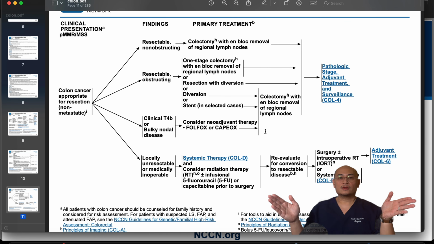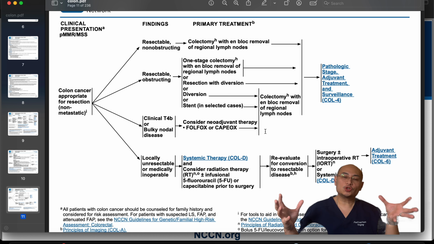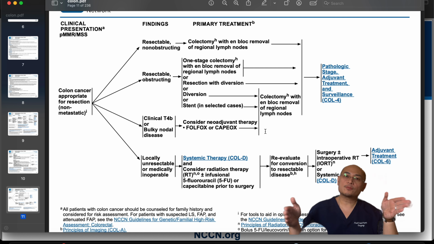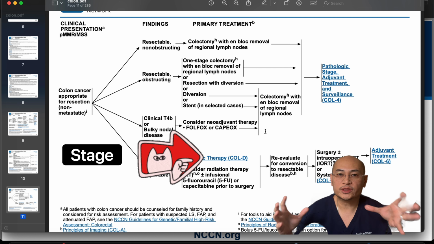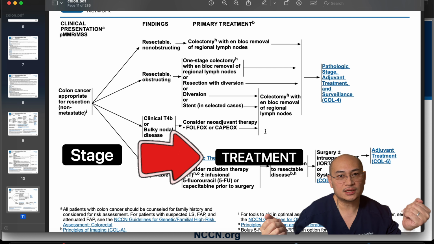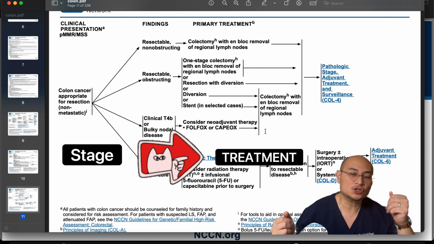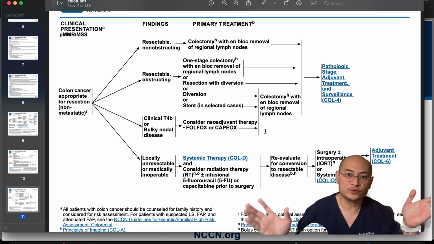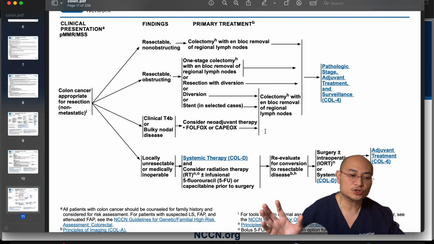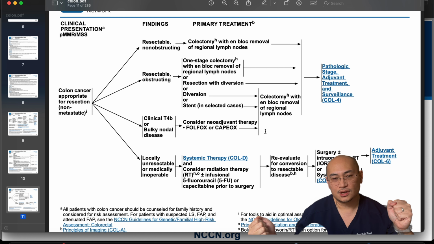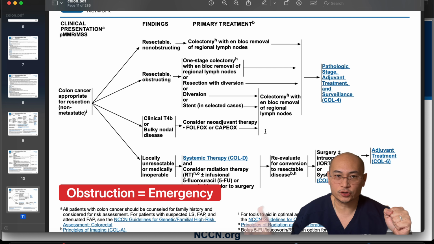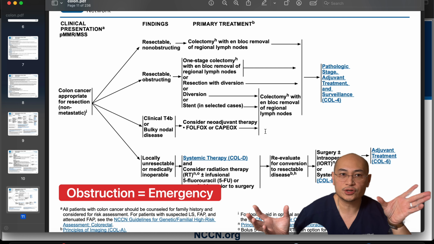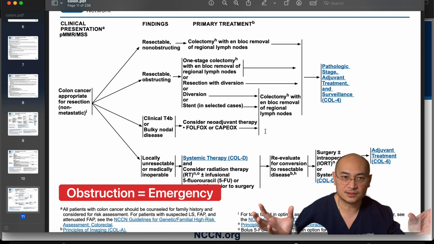So, after completion of your workup, you are now appropriately staged so that you can understand what the next treatment phase would be. And so, this is now divided into resectable and unresectable, with obstruction or no obstruction. The obstruction basically shows if there is any urgency. Otherwise, you are going to be on elective case.